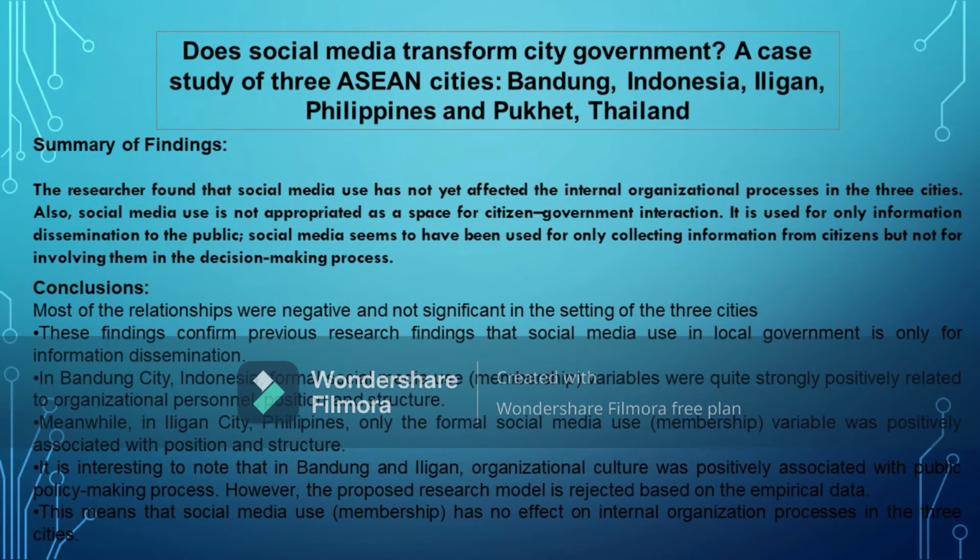In Bandung City, Indonesia, formal social media use, membership, variables were quite strongly positively related to organizational personnel, position, and structure. Meanwhile, in Iligan City, Philippines, only the formal social media use, membership, variable was positively associated with position and structure. It is interesting to note that in Bandung and Iligan, organizational culture was positively associated with public policy making process. However, the proposed research model is rejected based on the empirical data. This means that social media use, membership, has no effect on internal organization processes in the 3 cities.